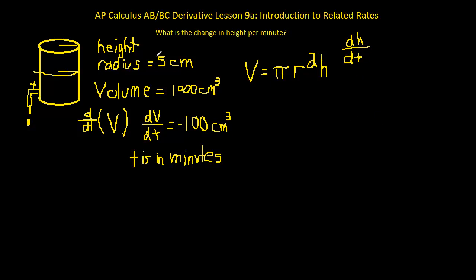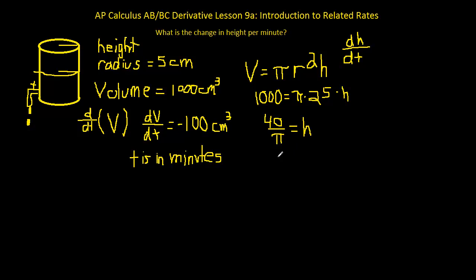Now, if we plug in our numbers here, 1,000 equals pi times 25, 5 squared is 25, times h. We see that we can solve for h just by dividing 1,000 by 25, we get 40. Divide the pi over, we have 40 over pi equals h. So this is our height starting point.